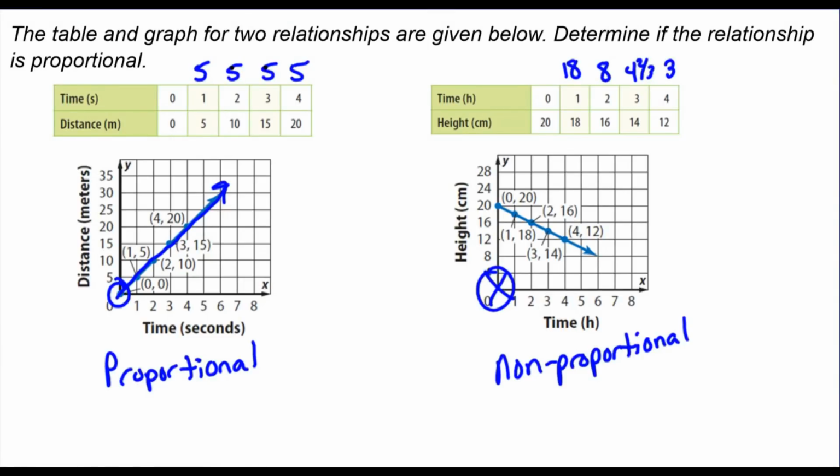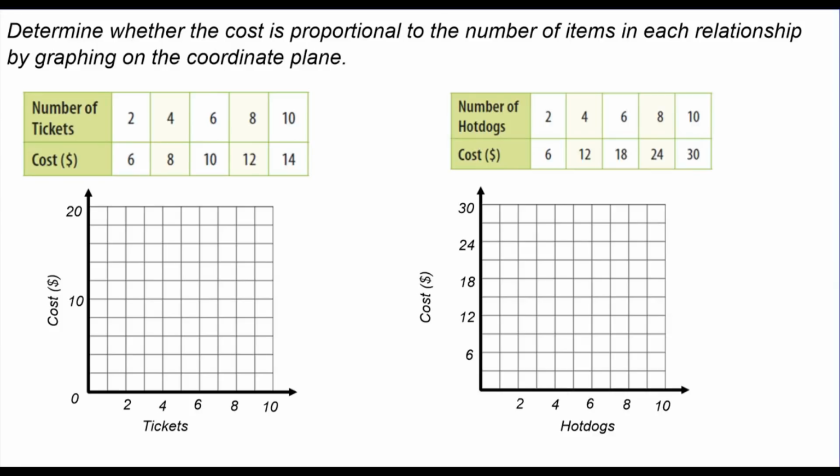So from the table and from the graph, we can confirm twice that this is not a proportional relationship, but by far it was much easier to tell if it was proportional or not from the graph. So determine whether the cost is proportional to the number of items in each relationship by graphing it on the coordinate plane. So here we've got 2 tables.